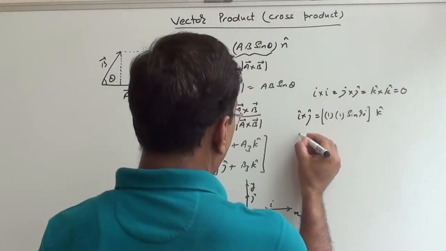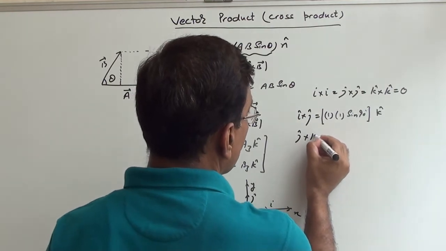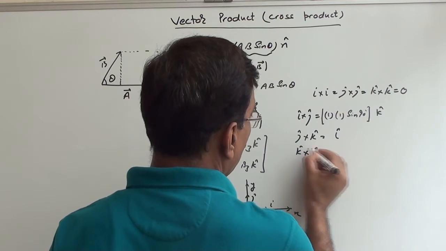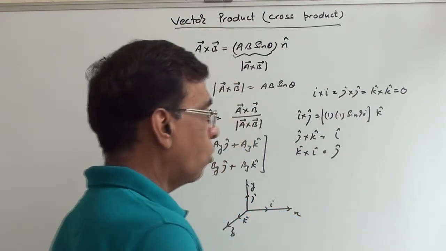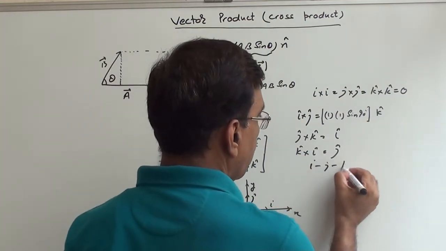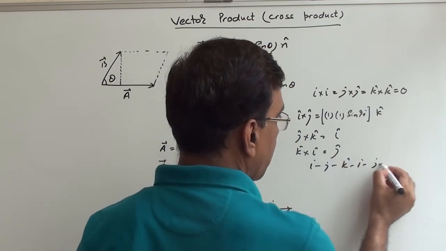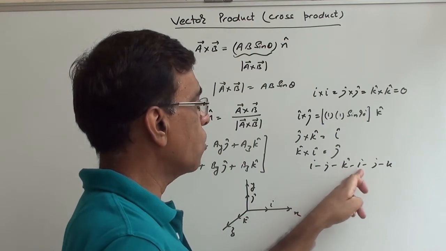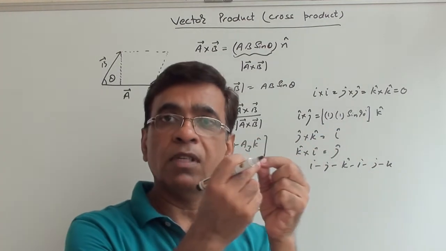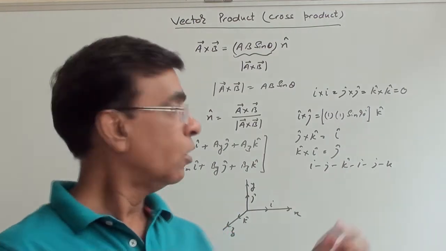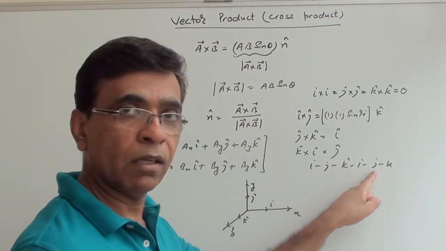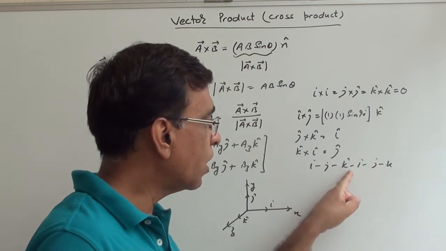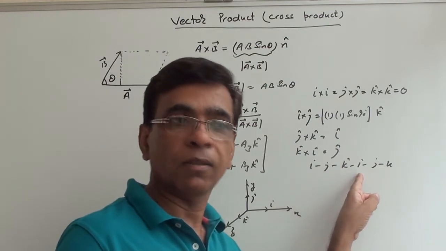Same way, J cross K will become I. K cross I will be J. Actually, it is cyclic order: I, J, K, I, J, K. So I cross J will be K, J cross K will be I, K cross I will be J. And if the order is reversed, there will be a minus sign. So K cross I will be J, but I cross K will be minus J. J cross K will be I, but K cross J will be minus I.